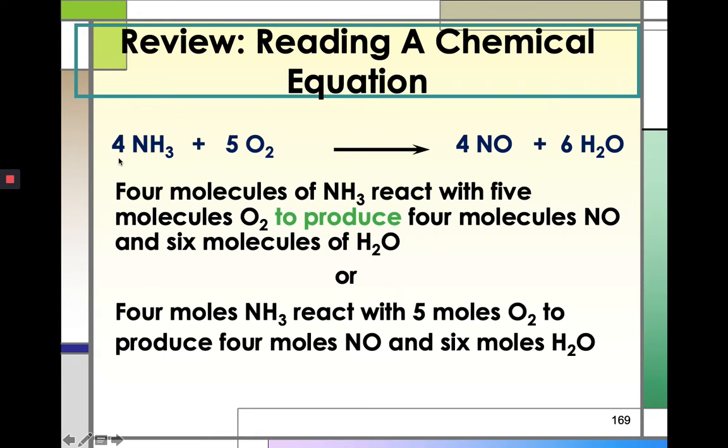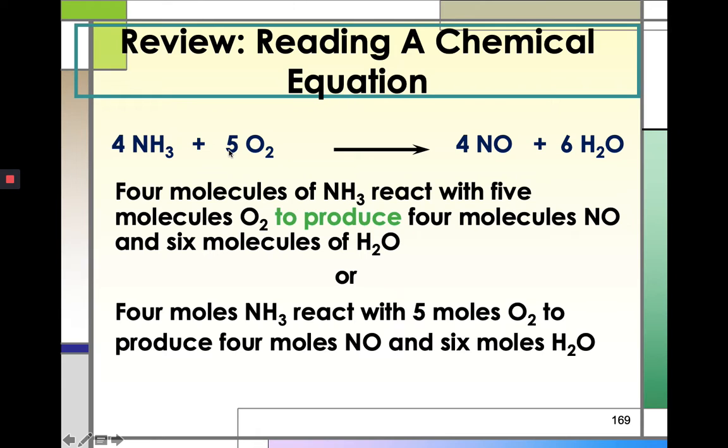Now take note that the coefficients here in the balanced chemical equation tell us the relative number of moles of each element or each compound present in the reaction. All right, so if we are going to get the ratio between the number of moles that are reacting, for example, for ammonia and oxygen, then we say that 4 moles of NH3 is to 5 moles of O2. All right, so we just base it on their coefficients in the balanced equation.